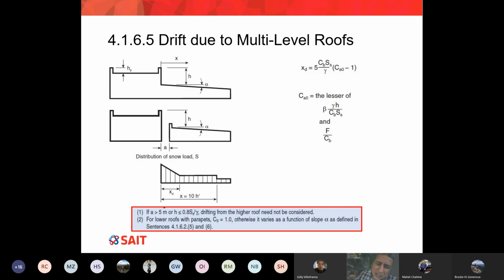If I want to find XD, I need CA of 0. Do you guys agree? Yes, thank you. And you can see here is CA of 0. So in order for me to find CA of 0, obviously, everything is known except F and beta, which means I need to find my F and beta.